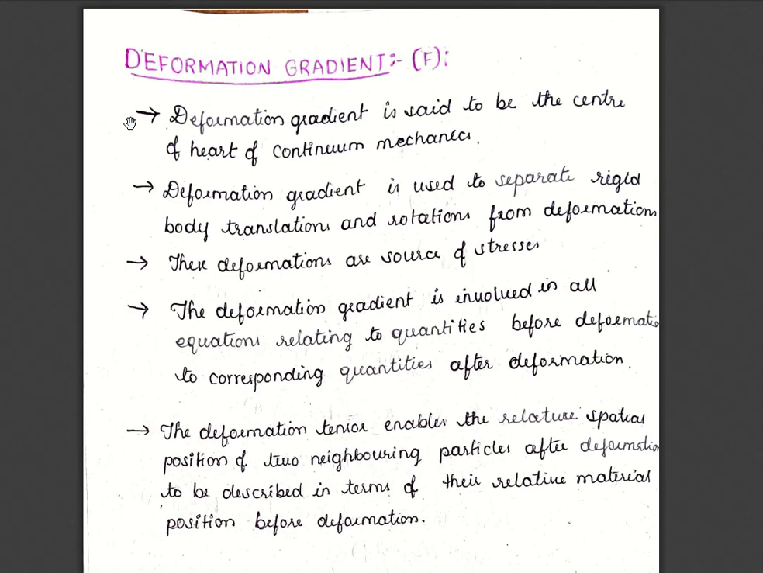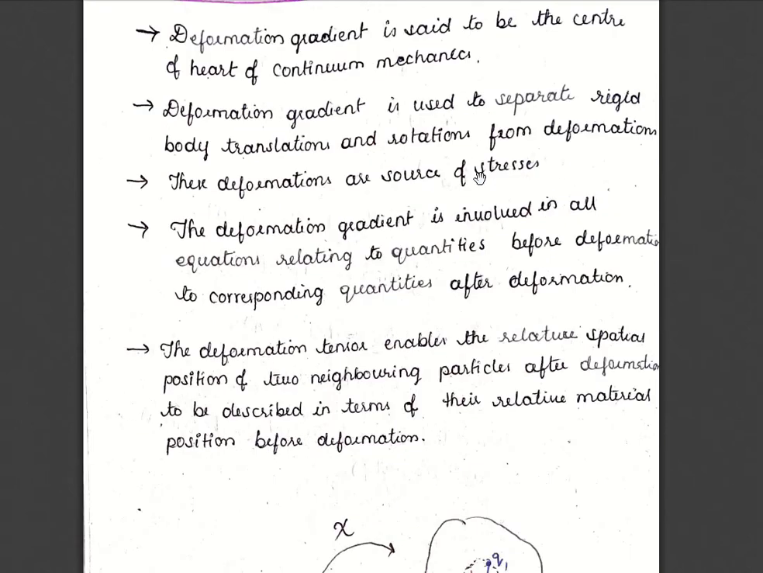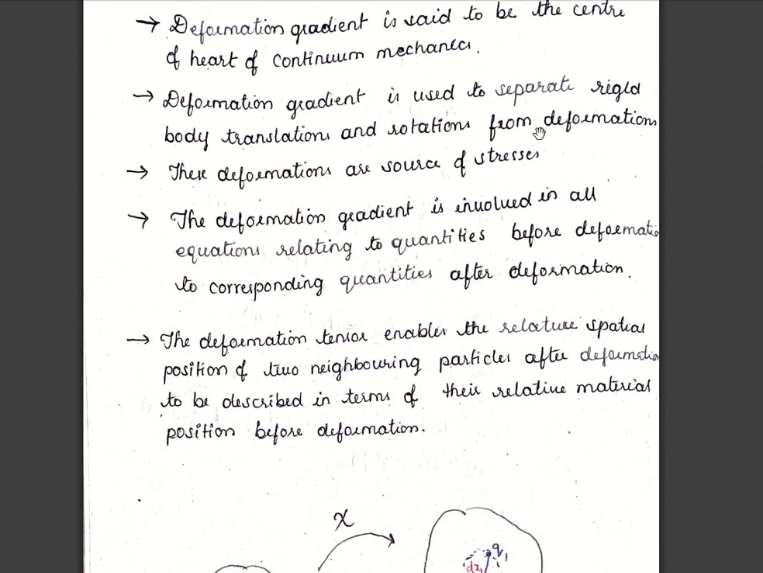In this video, we shall see the deformation gradient and some numerical problems related to it, and how to apply this deformation gradient. We can say the deformation gradient is the heart of continuum mechanics. It is very important because it is used to separate the rigid body translations and rotations from the deformations. We know that during translations and rotations the body will not get deformed, so that clear differentiation is possible with the help of the deformation gradient.